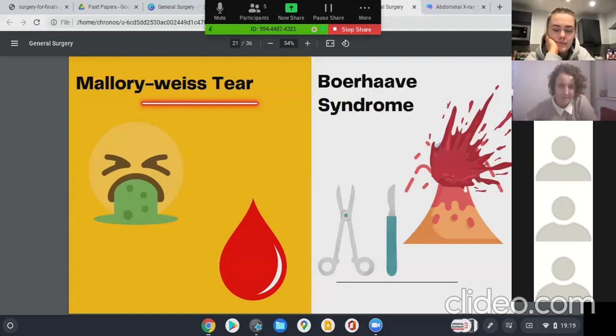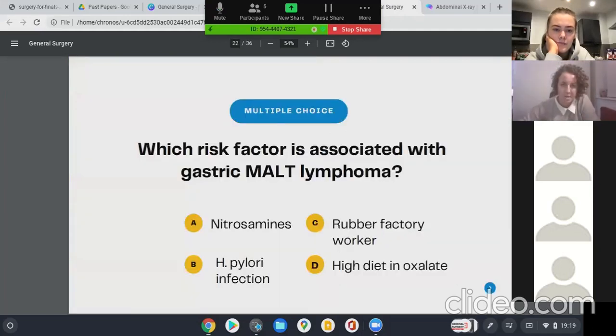Okay, next question. So which of the following is a risk factor associated with gastric MALT lymphoma? So we've got nitrosamines, H. pylori infection, a rubber factory worker, or a high diet in oxalate.